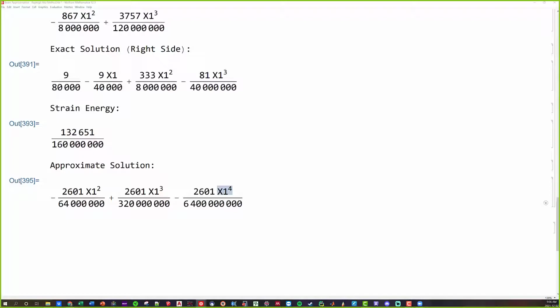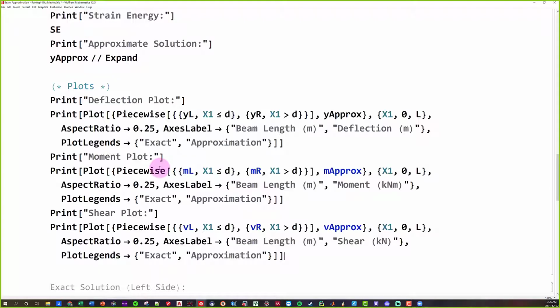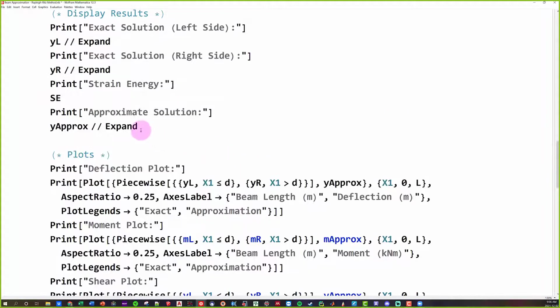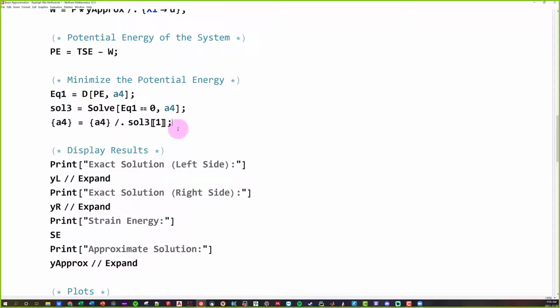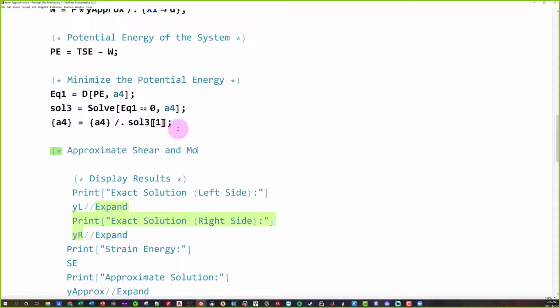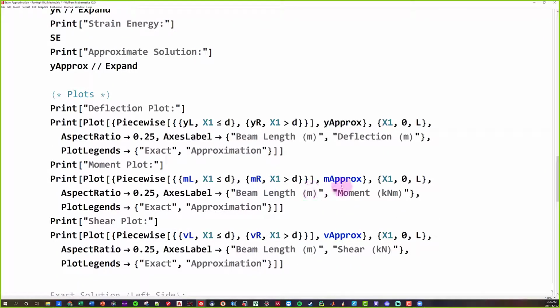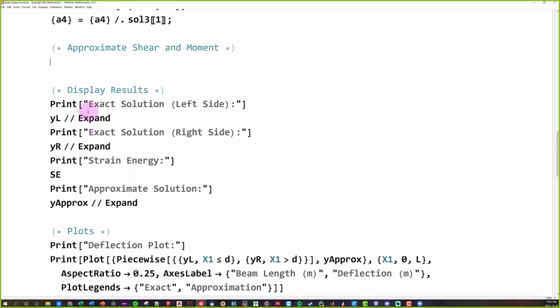Well, let's see. So I'm going to take this piece of code from our virtual work code from before, and this is basically just going to plot everything. So one thing I'm going to do really quick is calculate the shear and the moment. Basically get all these variables. So I defined it as m_approx and v_approx.